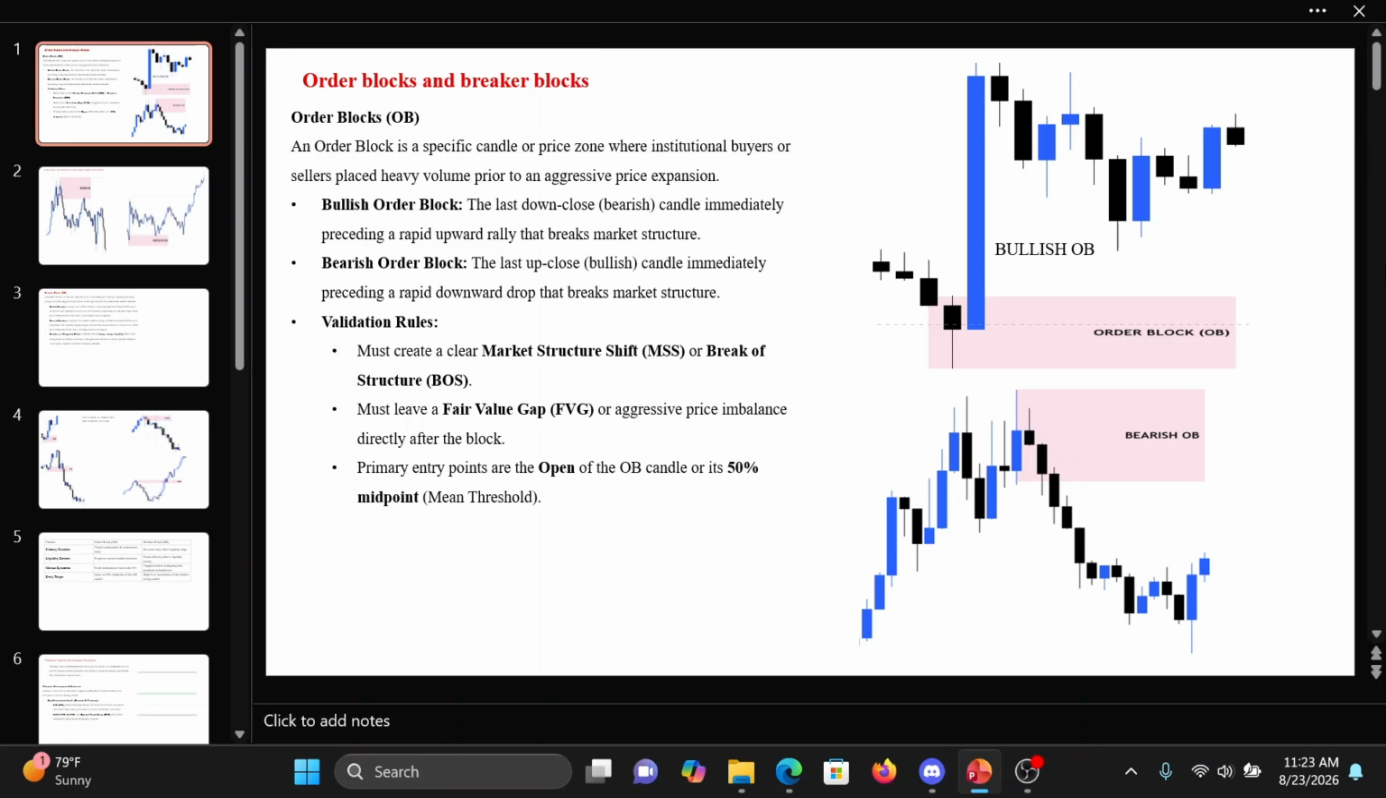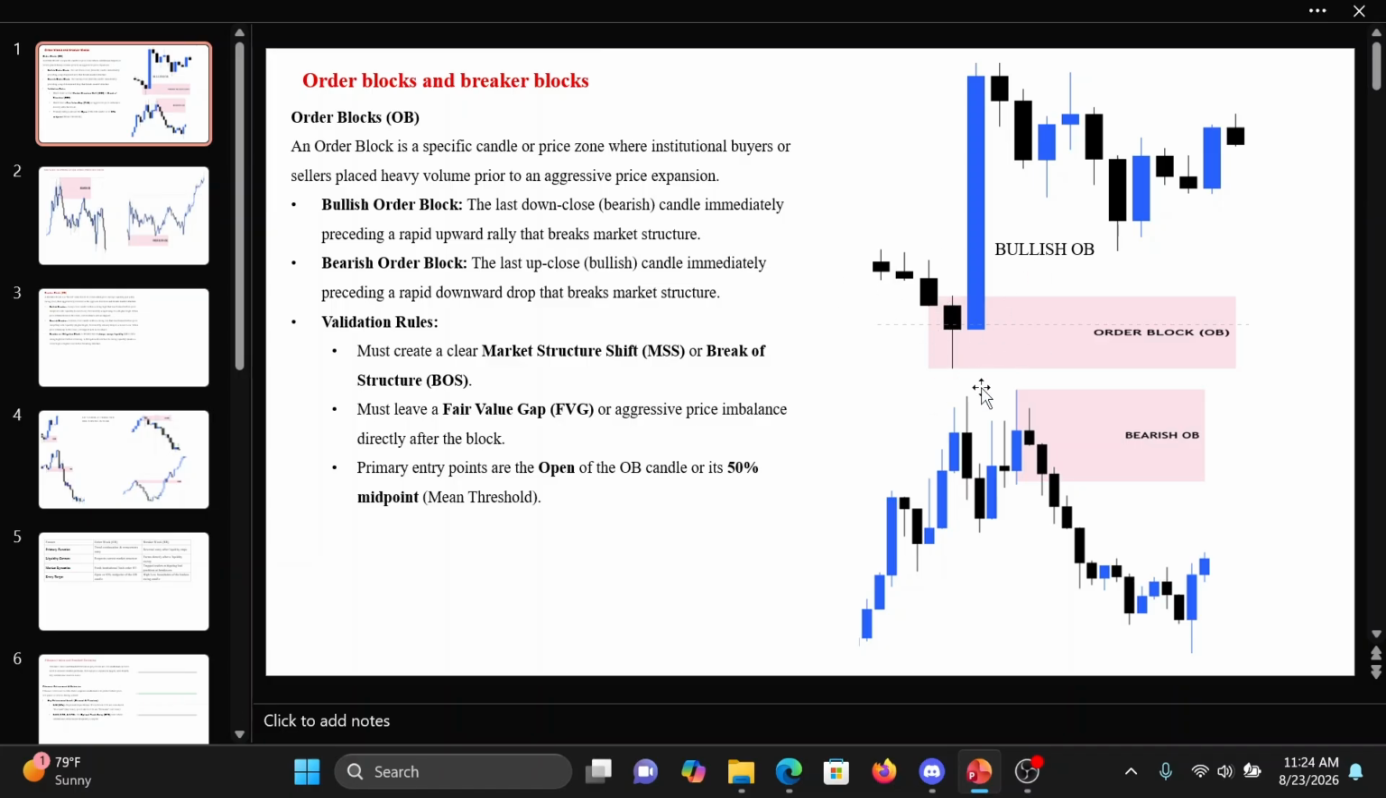Okay. And again, we have two types of order blocks. We have the bearish order block, and then we have the bullish order block. These two types of order blocks are very important in the market. Why? The bullish order block is the last down close bearish candle immediately preceding a rapid upward rally that breaks market structure.